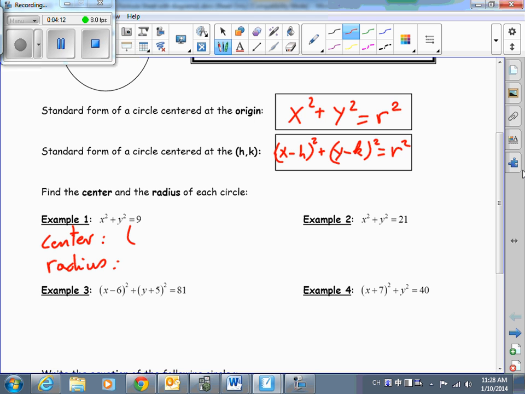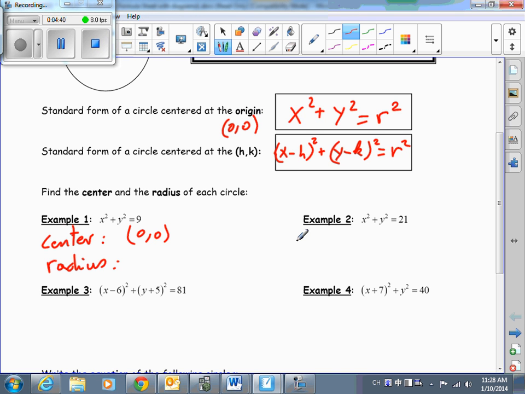Let's go ahead and look. Standard form of a circle, center at the origin: x squared plus y squared equals r squared. Let me ask you this question. Where is this center at? The origin, guys. Don't you see it's x squared plus y squared equals something else squared? So where's the origin? Guys, in case you didn't know, the origin is 0, 0.